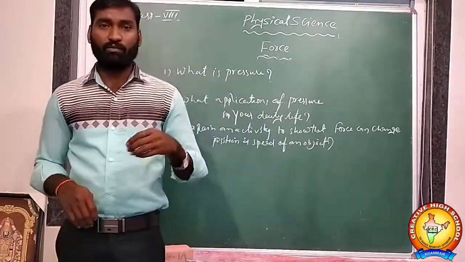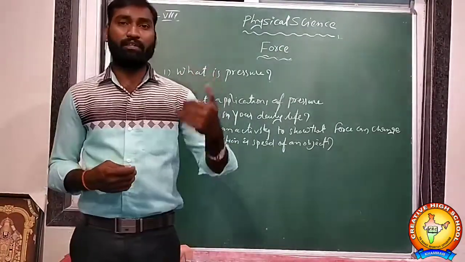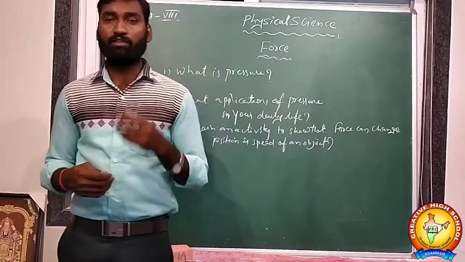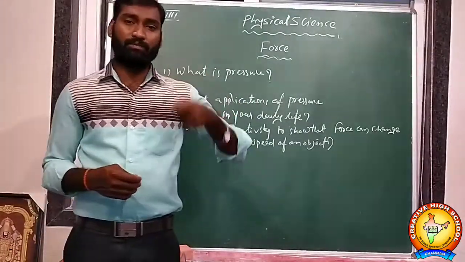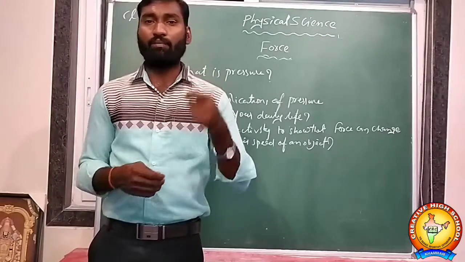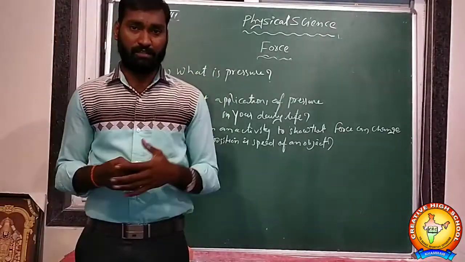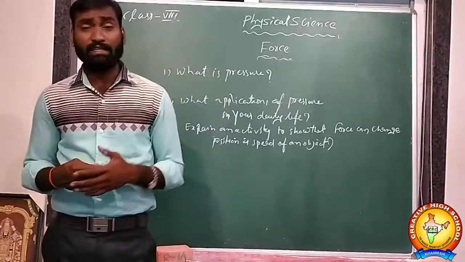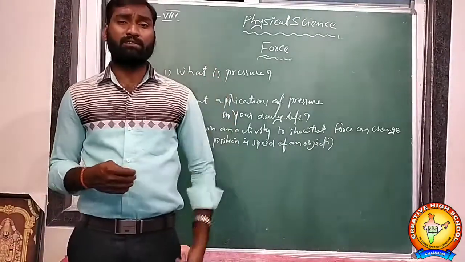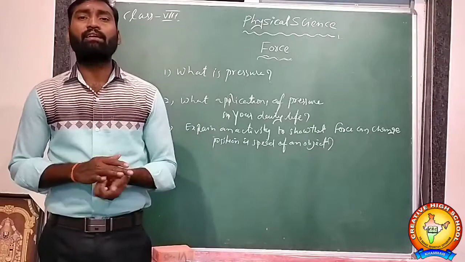In daily life we have so many applications of pressure. How can we cut a vegetable? By a knife, sharp side. Why should we cut the vegetable with the sharp side? Because with less area, we apply more pressure on the vegetables, so we can easily cut them. Very important question.